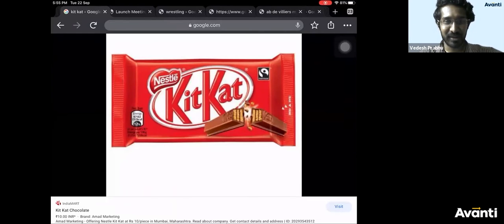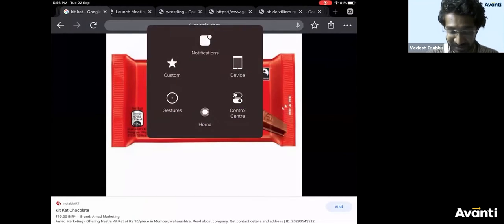Now Kit Kat is having a lot of other flavors as well. I'm going to show you something amazing about Kit Kat. It's like a wonderful chocolate. If you like Kit Kat, then after watching this video, you will like Kit Kat even more. What is it that I'm going to show you about Kit Kat? I will tell you later once I finish the chapter.